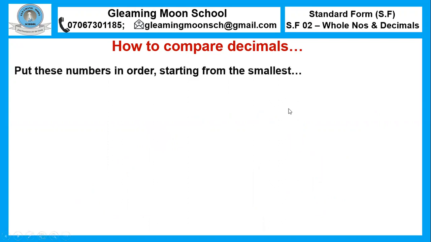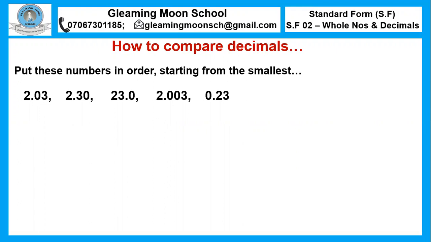The question says, put these numbers in order, starting from the smallest. We have 2.03, 2.30, 23.0, 2.003, 0.23. We are asked to put these numbers in order, starting from the smallest. In other words, put them in ascending order. I'm going to use my decimal comparison table to do this.